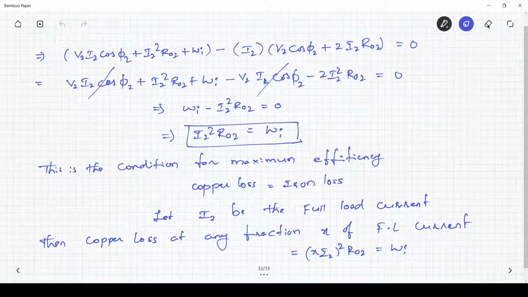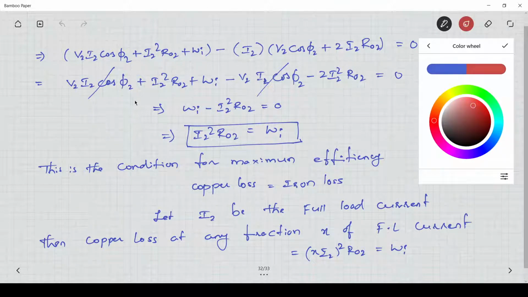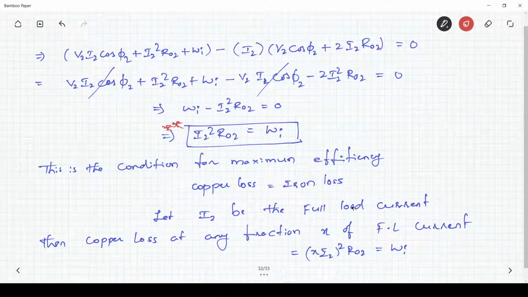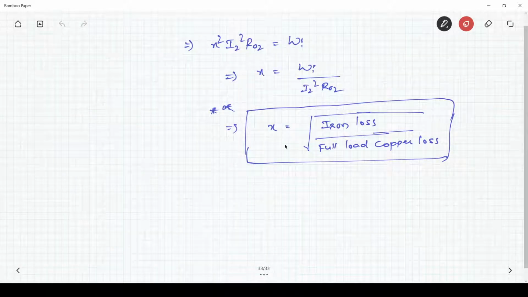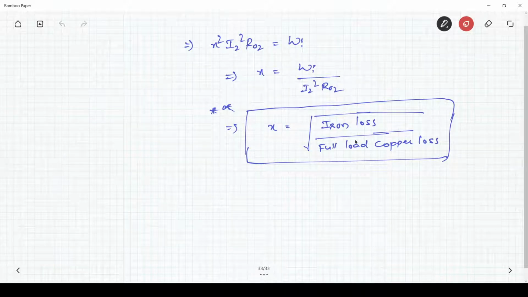So the condition for maximum efficiency of a transformer is I2 square R02 equal to iron loss. That is, copper loss is equal to iron loss. This is the condition for maximum efficiency. And this is the fraction at which the maximum efficiency occurs. Okay, thank you.